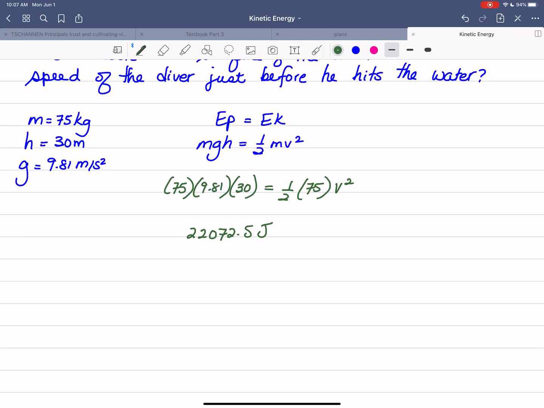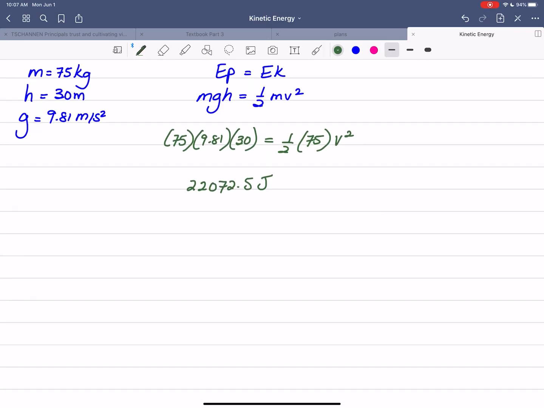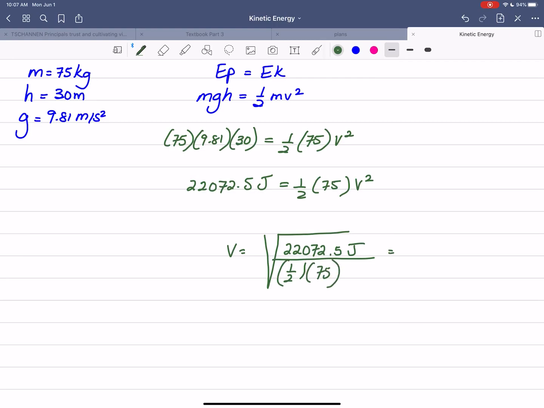And then we just figure it out as in the question above: if I'm looking for V, it is equal to the square root of the energy divided by 1/2 divided by 75. And so when it's all said and done, 22,072.5 divided by 1/2 divided by 75, when I do the square root of that, I get 24 meters per second. And there you go.